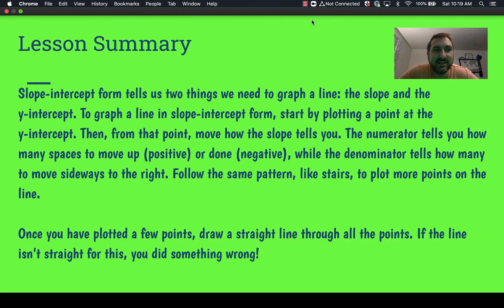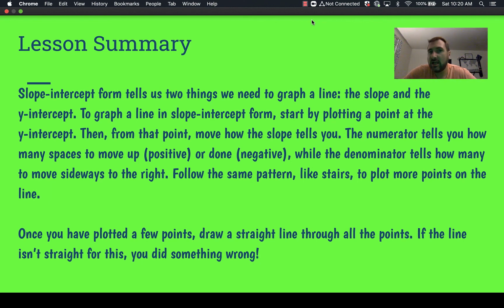In this lesson, we learned that slope-intercept form tells us the two things we need to graph, the slope and the y-intercept. So to graph, we start by plotting a point at the y-intercept, then from that point, move how the slope tells you to move. The top number tells you how many to go up if it's positive, or down if it's negative, and the bottom number tells you how many to go to the right.